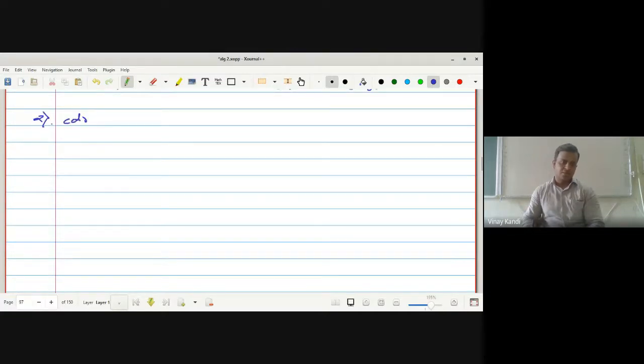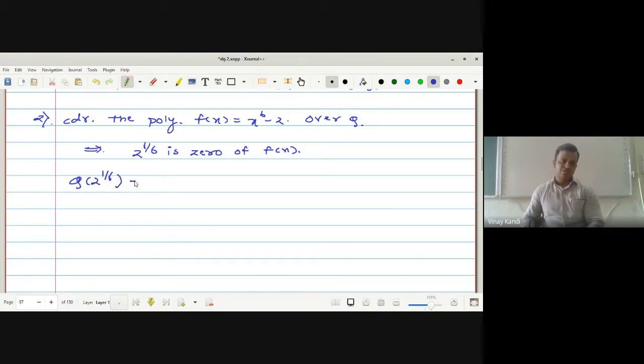Consider the polynomial f of x is equal to x raised to 6 minus 2 over the field of rational numbers. Okay, so this implies 2 raised to 1 by 6 is 0 of small f of x. Okay, so Q of 2 raised to 1 by 6, which is equal to, what is the nature of this one? a0 plus a1 2 raised to 1 by 6 plus a2 2 raised to 2 by 6.